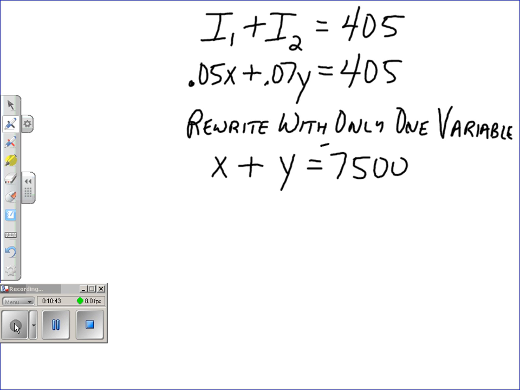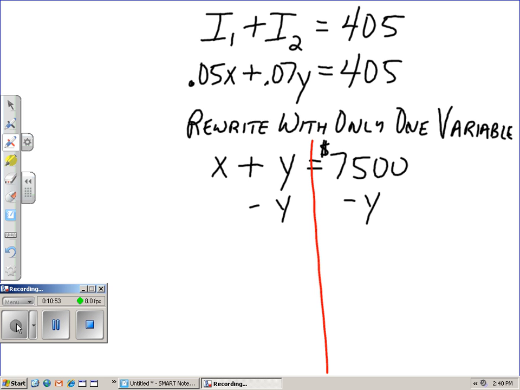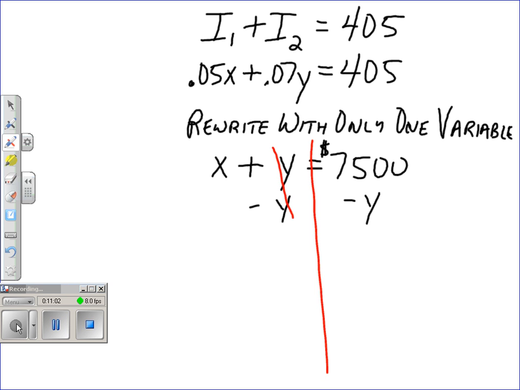$7,500 invested total. So I put some in account 1, I put some in account 2, and together it's going to equal $7,500. I need to either get the x alone or the y alone. It doesn't really matter which one. I choose x. So I want the x to be alone, so I'm going to get rid of the y by subtracting y from both sides. Now I have x equals 7,500 minus y.